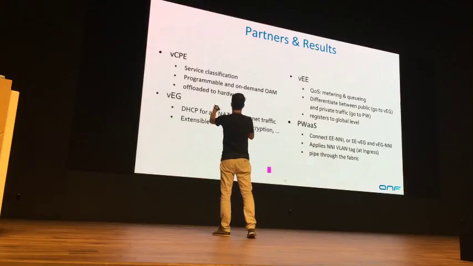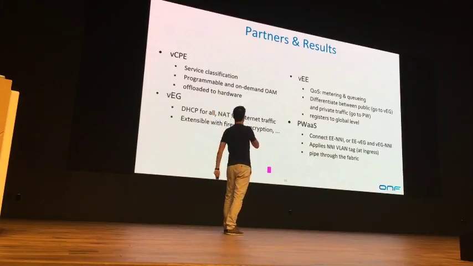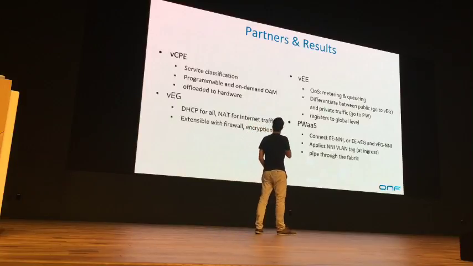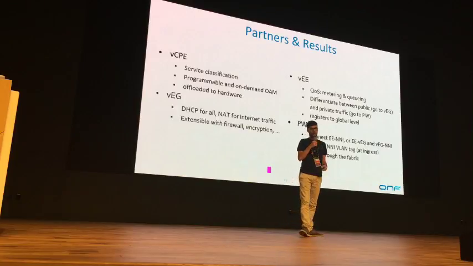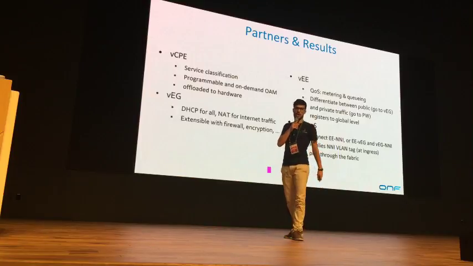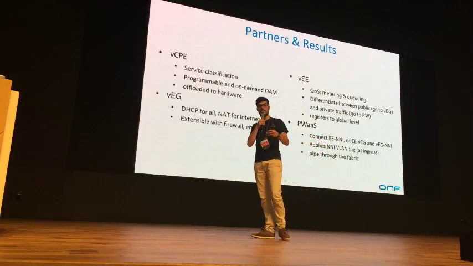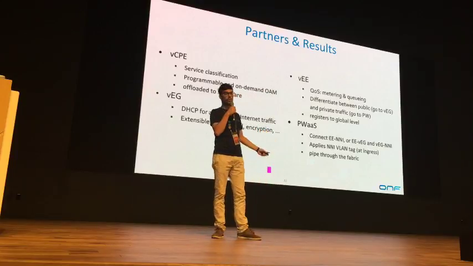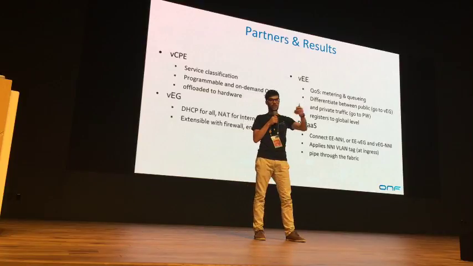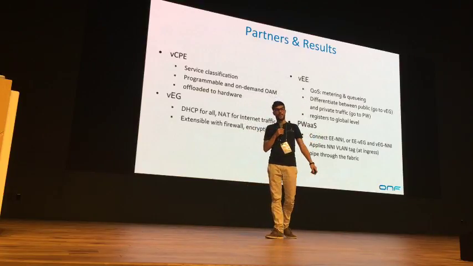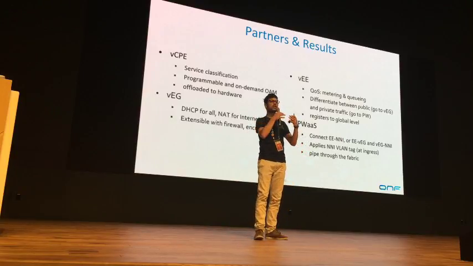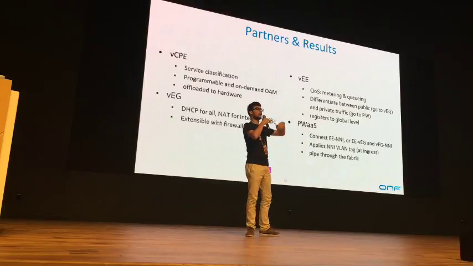So in the CPE, we do service classification. We do programmable on-demand OAM, as I said before, for monitoring. Sometimes the CPE can be offloaded to hardware. On the VEG, we do DHCP, NAT for the internet traffic, and we plan to extend this with a firewall and some encryption. On the VEE, we do the QoS, metering and queuing. We differentiate, as I said, between the public traffic that goes to the VEG and the private traffic that goes to the pseudo wire. And the VEE is also responsible for registering the local core pod to the global core pod.